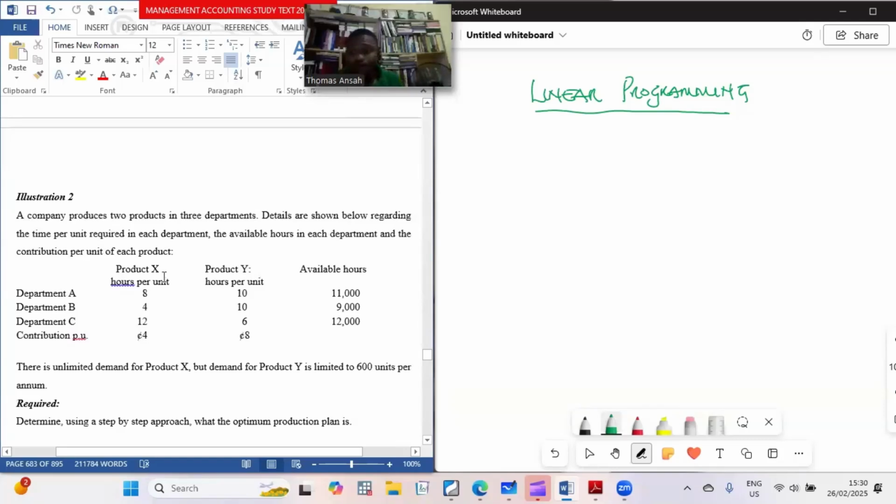Okay. So now look at the question. It says that using a step-by-step approach, you are supposed to determine what the optimum production is. All right. So let me deal with this.